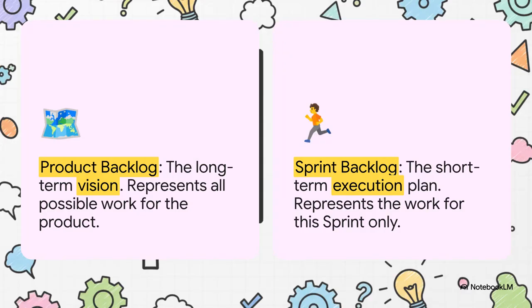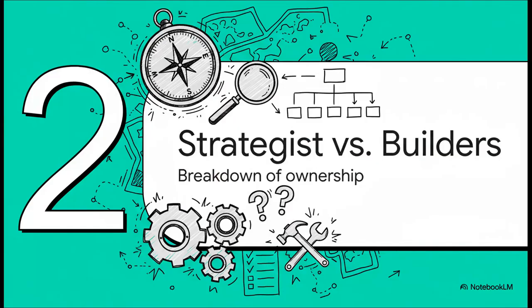So if you remember one thing, make it this. The product backlog is your strategy. It's that long-term vision with all the possibilities. The sprint backlog, that's your tactic. It's the short-term, laser-focused plan for this sprint and this sprint only. Strategy versus tactic. Simple as that. And that difference between strategy and tactics leads us right to the next big question.